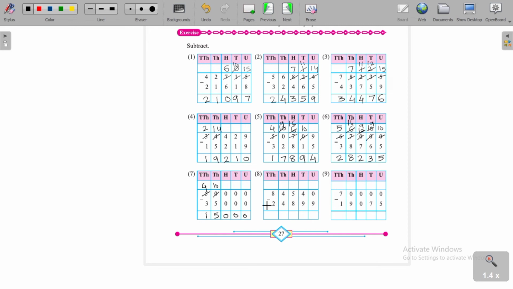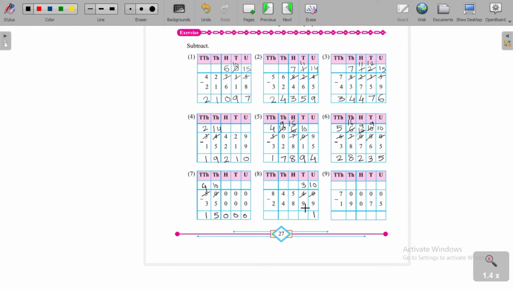Next, 84,540 minus 24,899. Now 0 minus 9. We cannot subtract 9 from 0. So we are going to borrow from tens place. We are borrowing 1 ten. So 3 tens remain here. We have borrowed 10 units. Those 10 units and these 0 units together they make 10 units. So 10 minus 9 is 1.